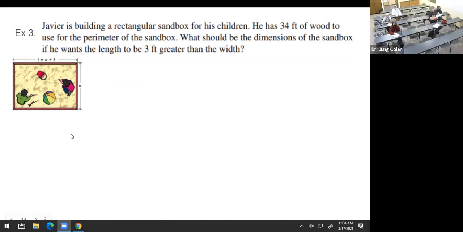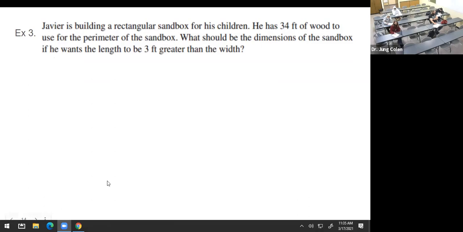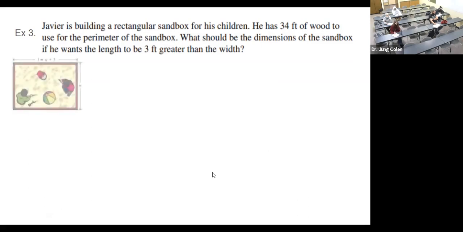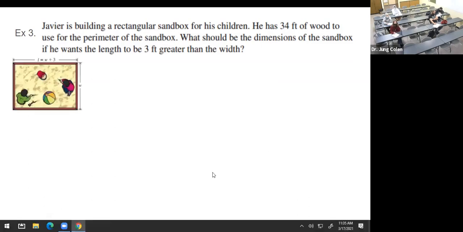So what equation can you set up? What did you write? So would it be, would the W plus 3 be in parentheses plus another W? Keep going. Equals 34 feet. 34. So let's see.